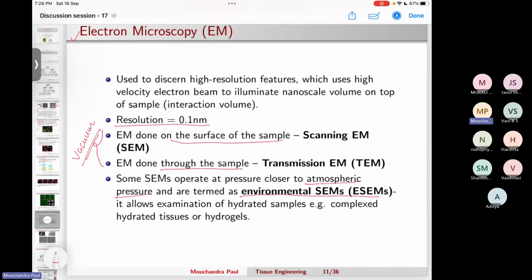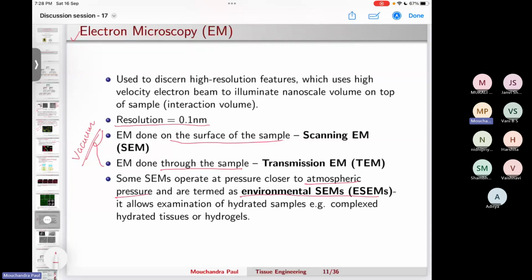So when you are trying to see how the cells have aligned on your scaffold, or how the cells have infiltrated into your scaffold sample, or you want to see the porosity of your scaffold, because you need pores for the media or oxygen to diffuse to your cells. So you want to see what the porosity is. These kinds of questions are answered through SEM and TEM techniques.